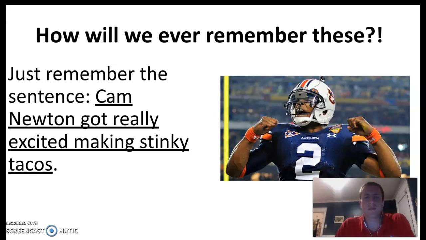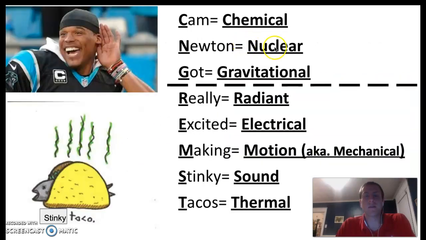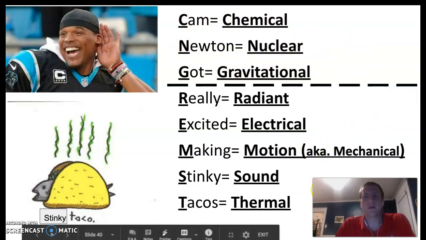Cam Newton got really excited making sticky tacos is my favorite. If you take, in other words, the first letter of each of these words, they should represent the actual form of energy. So Cam Newton got really excited making sticky tacos. In other words, Cam, chemical, Newton, nuclear, got gravitational, you see the rest. So the nice part about this line here is it also helps to distinguish these 3 up here are the potential forms of energy. And all of these 5 down here are kinetic, actually moving.